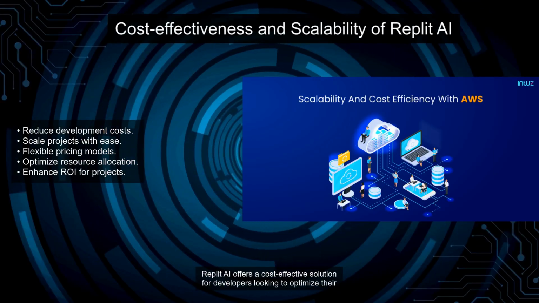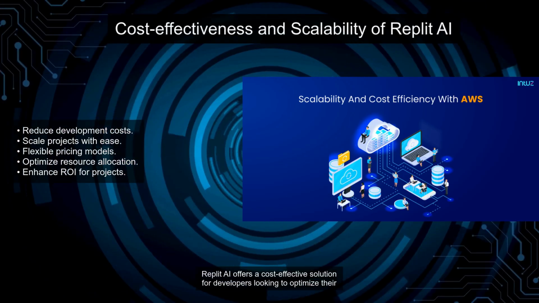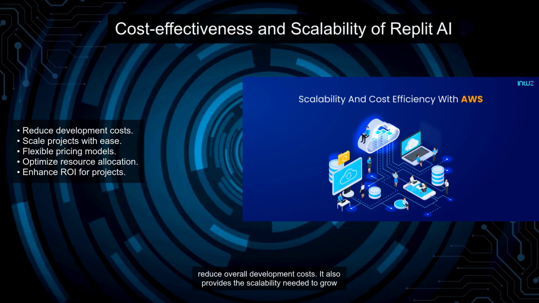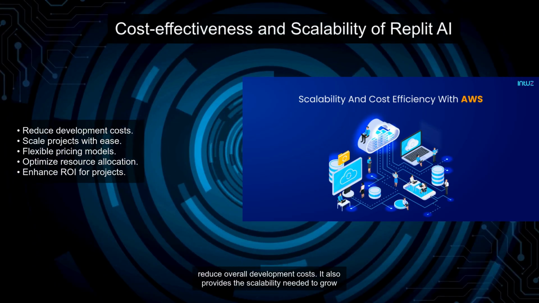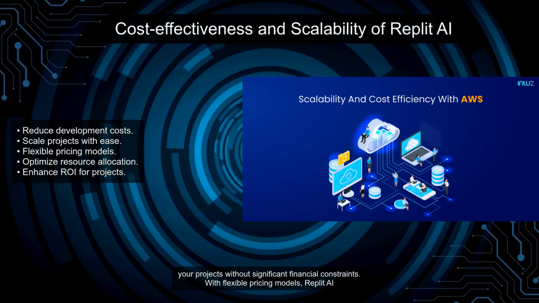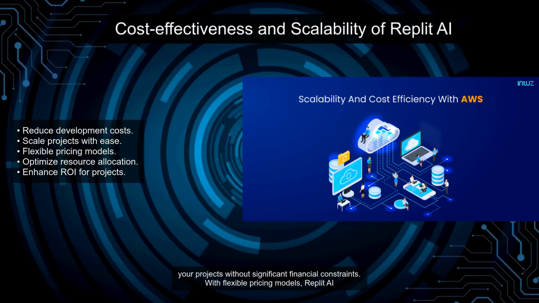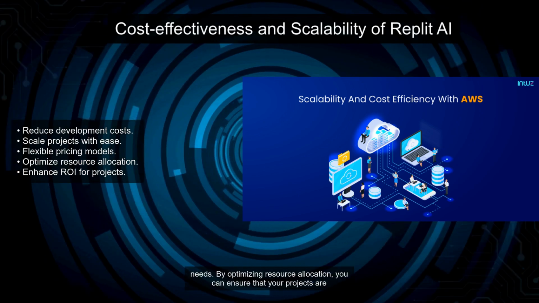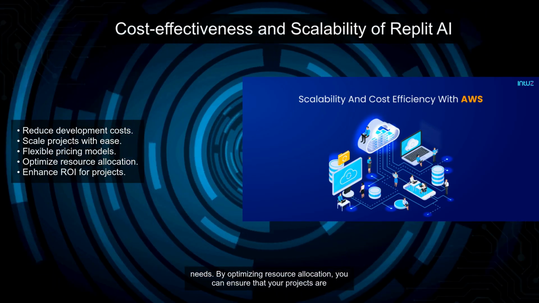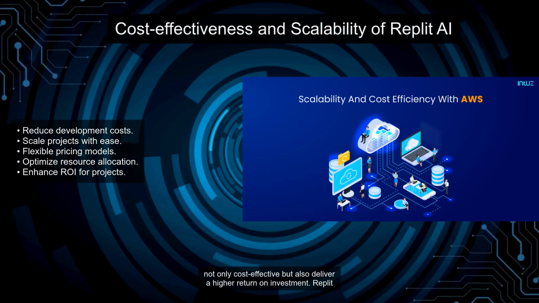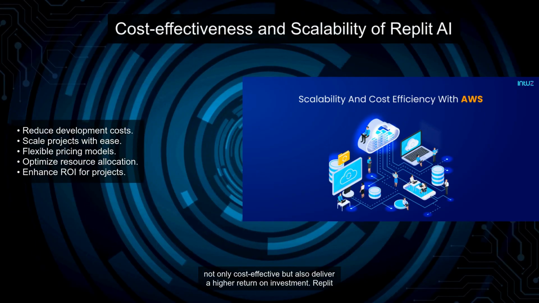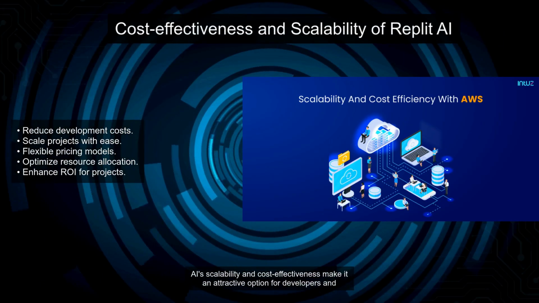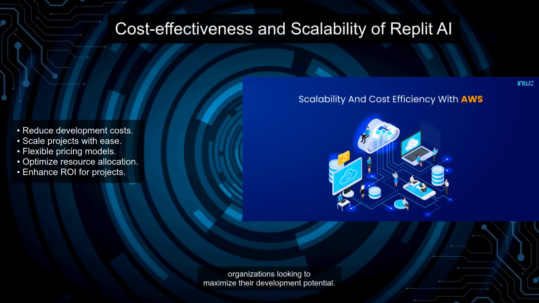Replit AI offers a cost-effective solution for developers looking to optimize their projects. By automating repetitive tasks and improving development efficiency, Replit AI helps reduce overall development costs. It also provides the scalability needed to grow your projects without significant financial constraints. With flexible pricing models, Replit AI allows you to choose a plan that fits your budget and development needs. By optimizing resource allocation, you can ensure that your projects are not only cost-effective but also deliver a higher return on investment. Replit AI's scalability and cost-effectiveness make it an attractive option for developers and organizations looking to maximize their development potential.